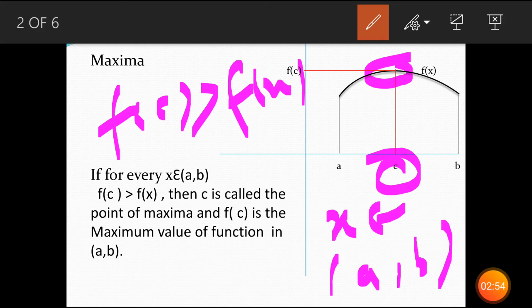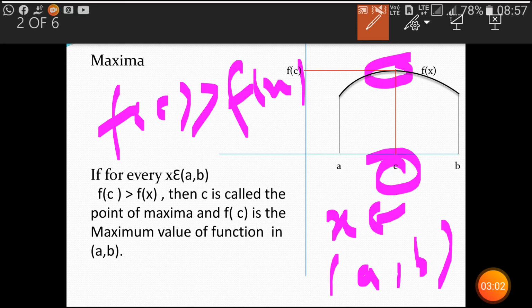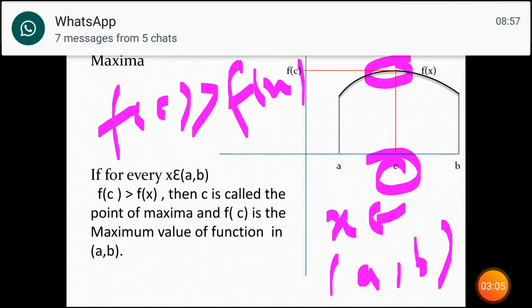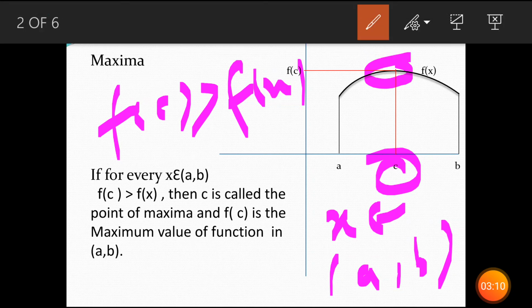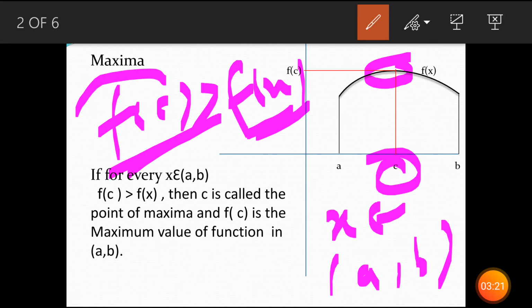First of all, we have taken a function that is defined in an open interval (a, b), and now how are we going to see the highest value? In that interval, if we choose any other point, suppose we have taken any x in that interval, then f(x) is always smaller than f(c). If this happens, then c is the point of maxima and f(c) is the maximum value of the function in that interval. So this is the concept of maxima. Is it clear?